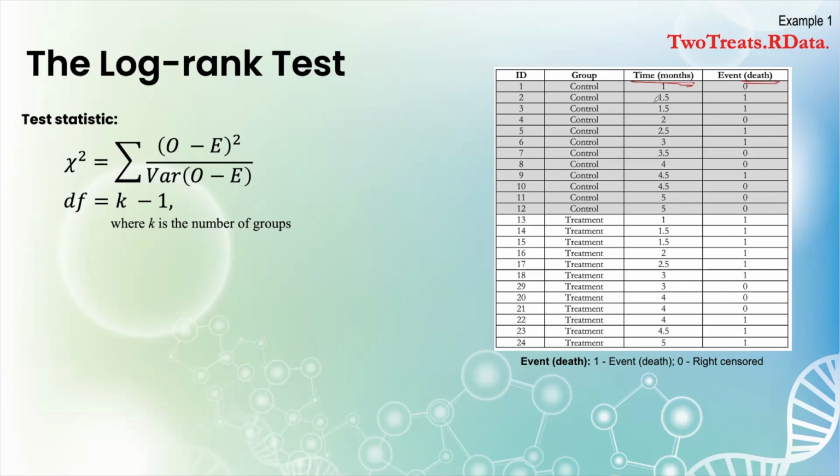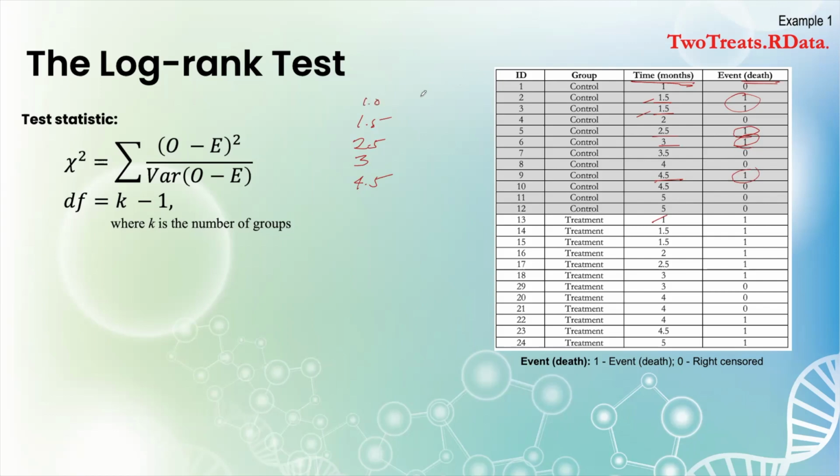So meaning 1.5, 2.5, 3, and 4.5 has to be listed down. So that's 1.5 because death occurred after 1.5 months, 2.5, 3, and 4.5. Okay?